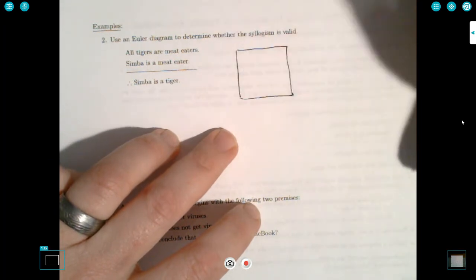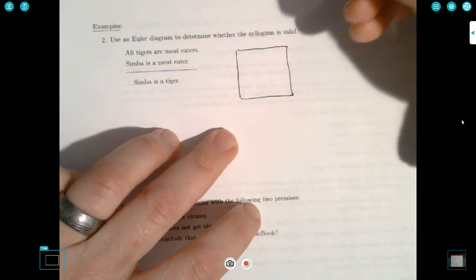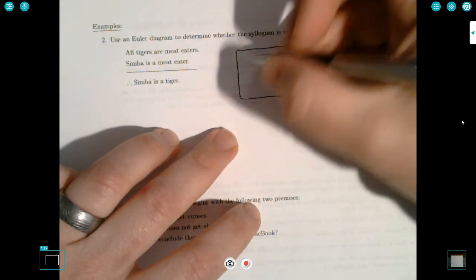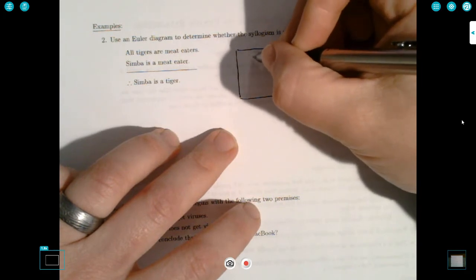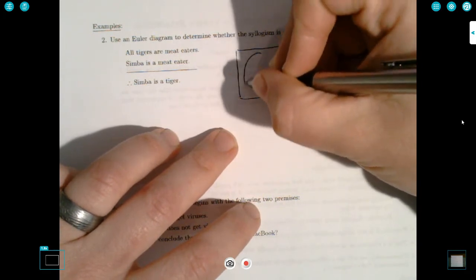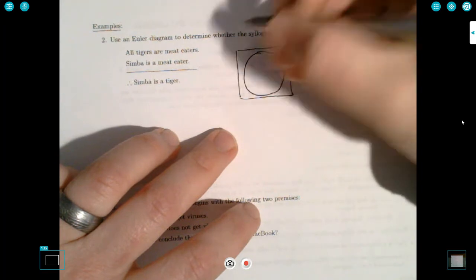So this box is just going to represent, you don't really need the box, I guess. I don't know why I drew the box. But the box kind of represents all of the possibilities, I guess. But anyway, we're going to draw a bubble representing meat eaters.